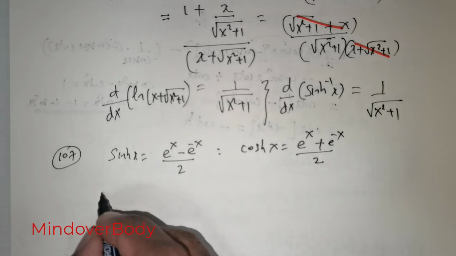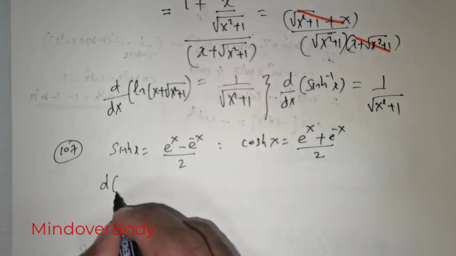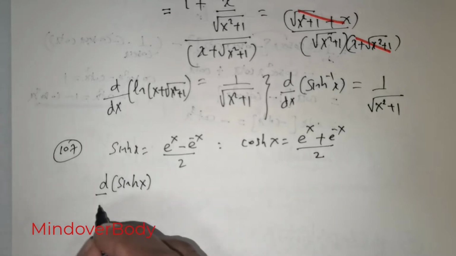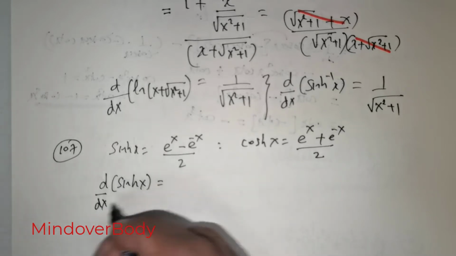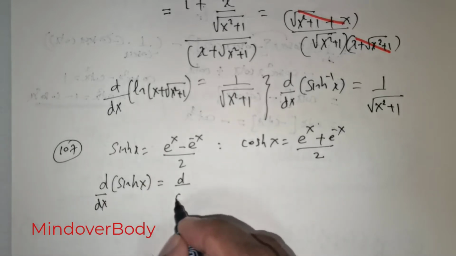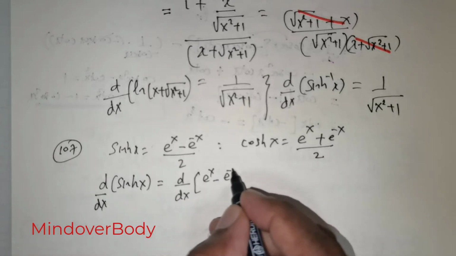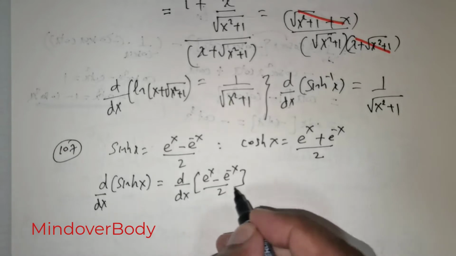Now, suppose you are asked to differentiate, say, sin of x, say d over dx of sin of x. This is asked. So this is nothing but d over dx of e raised to the power of x followed by negative e raised to the power of negative x divided by 2.